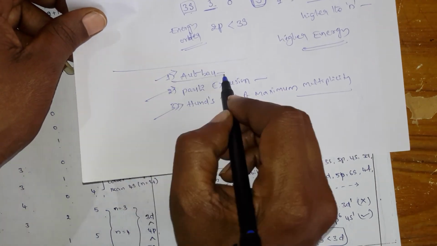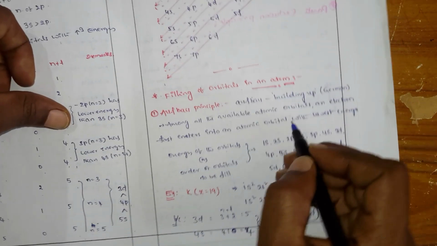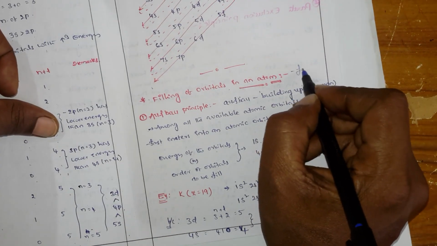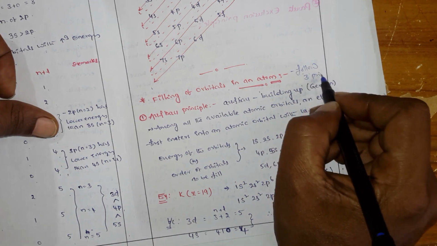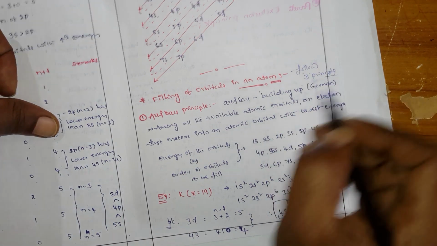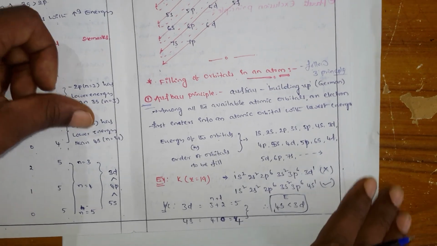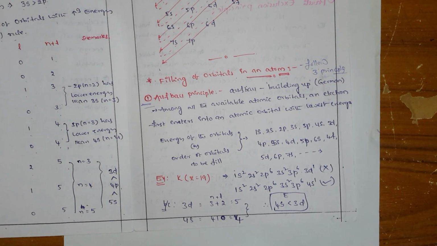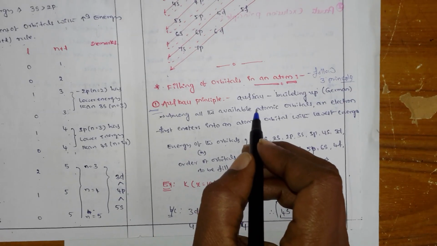First we will see what the Aufbau principle is. The first one is the Aufbau principle. In the German language it is nothing but building up. Building up means you have to fill the electrons. You are filling the electrons in the orbitals, you are building. So that is the building up.